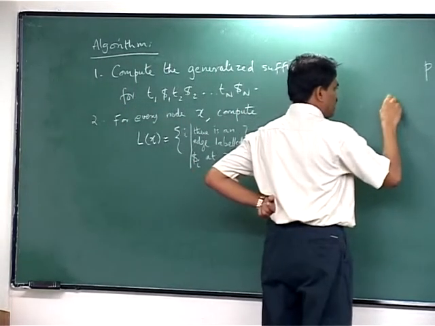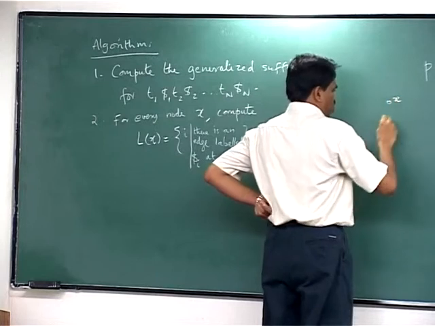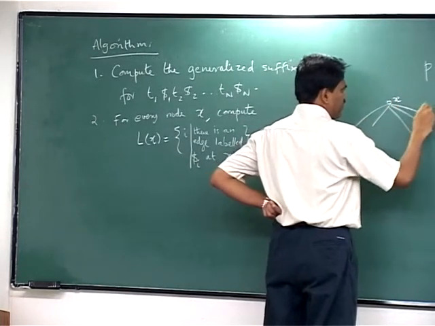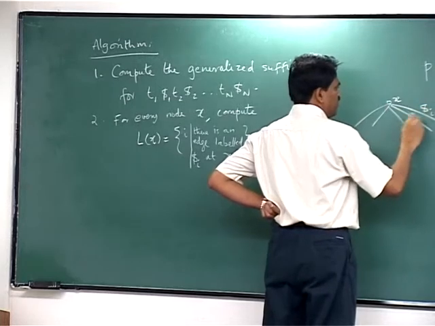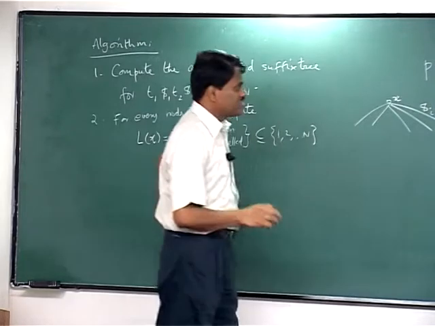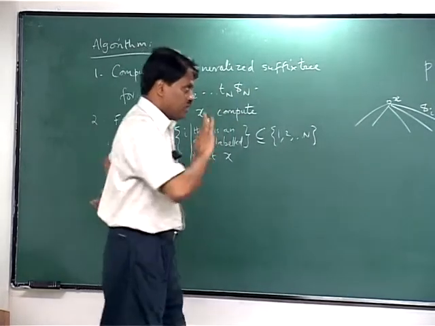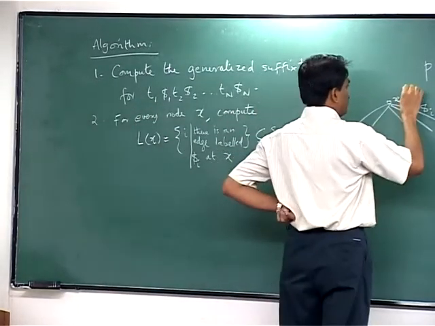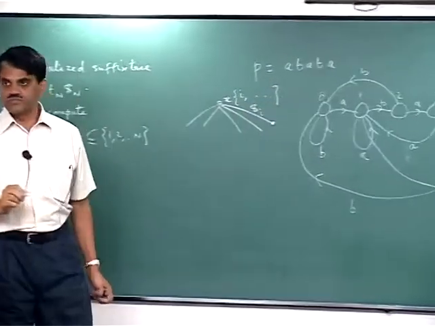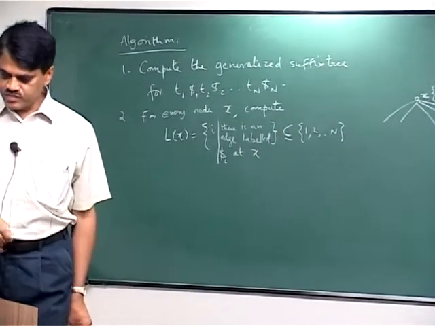Here is my internal node x. It is going to have a lot of edges. Maybe some delta I will end here. Delta I's are always at the leaves actually, by the way. So if it ends here, then I am going to put I in this set, L of x. Okay, we will run an example.